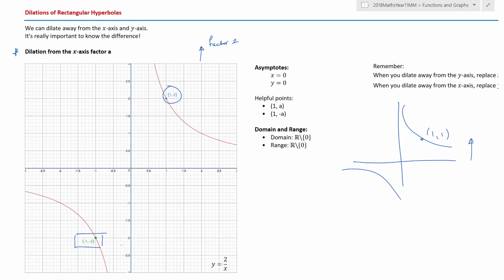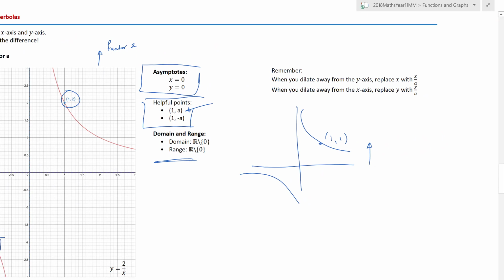Now, as I've said before, when you dilate, you've got to remember that the asymptotes don't change, because you're stretching away from the base graph. The helpful points in this situation became 1, a and 1, minus a. What I'm trying to say is you just take the y value and multiply by the scale factor. And the domain and range, has it changed? Absolutely not, because I've not moved my graph up or down and I've not moved my graph left or right.